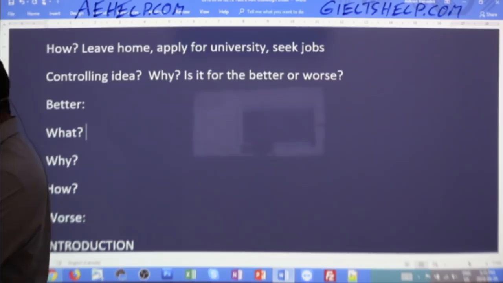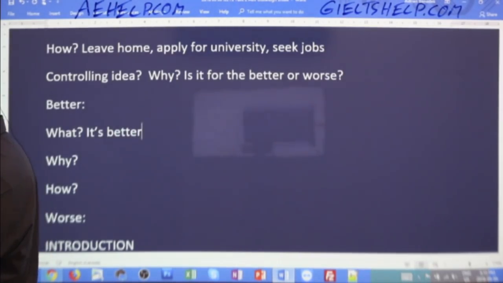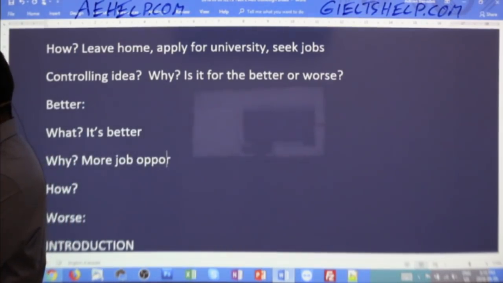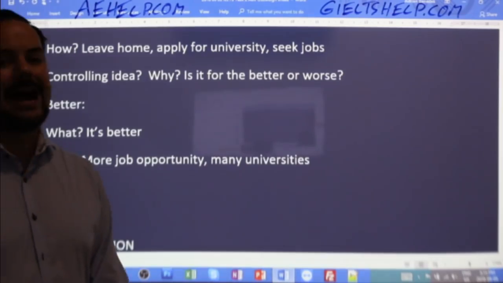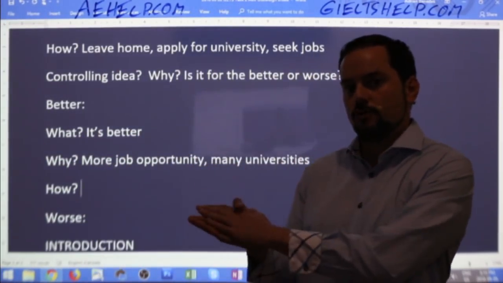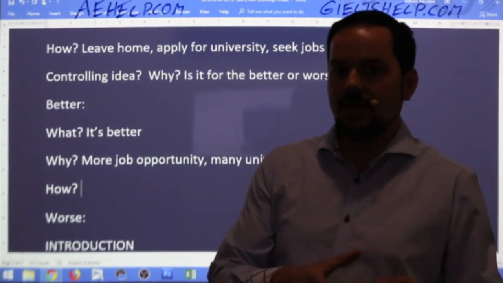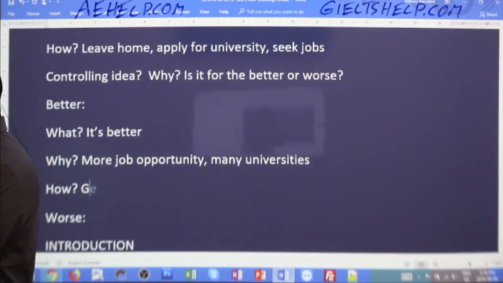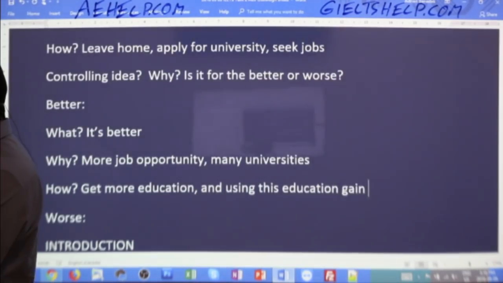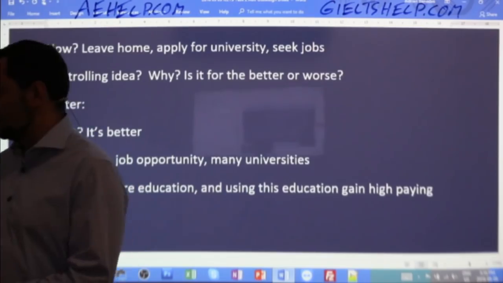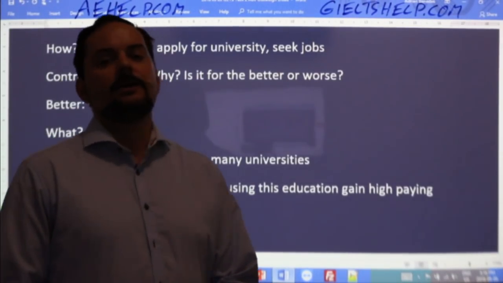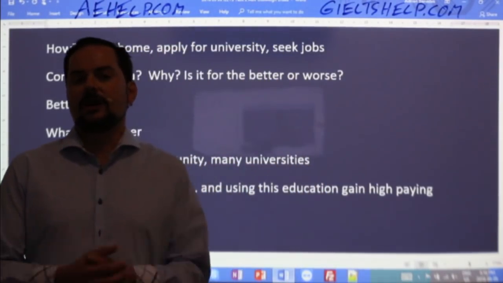All right, so what is it? It's better. Why? More job opportunity. Many universities or post-secondary schools to choose from. Okay, how does it happen? So how does this migration happen? So the young person moves from their rural village to a bigger city, and then what happens after? Again, visualizing this, they get more education, and using this education, gain high-paying jobs or high-paying employment. Okay, so for this reason, it's better because it leads to a better life. Of course, more money means more luxury and a better chance for a better life that way.